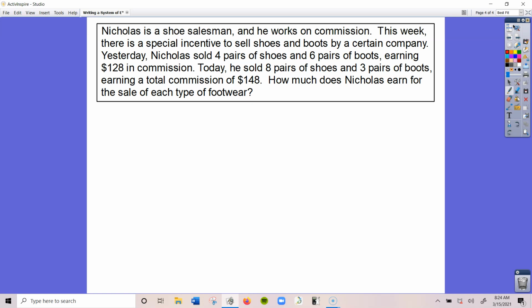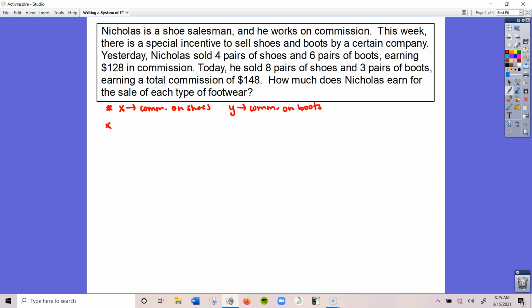So we need to solve for both variables, and our variables here would be, I'm going to assign x to represent the amount of commission that he earns on shoes. And y is going to represent the amount of commission that he earns on boots. We're given his commission earnings for yesterday and today, so we're going to write one equation to represent yesterday's commission and a second equation to represent today's commission.